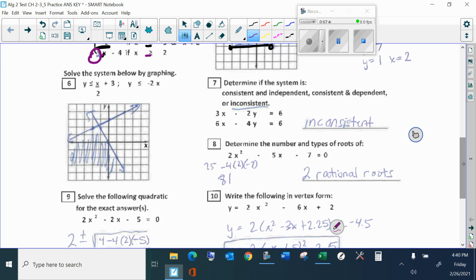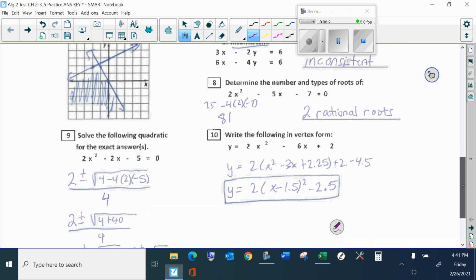Number 8, determine the number and types of roots. This is where you use your discriminant, b squared minus 4ac. Okay, and we check. If I do that, b squared minus 4ac, I got 81. Since that's a perfect square, it's 2 rational roots. Remember, we checked that when we were doing stuff in class today. If it's not a perfect square and it's positive, then it would be 2 irrational roots. If it equaled 0, it'd be 1 rational root. And if it was less than 0, you'd have 2 imaginary roots. Okay, and that is all on one of your worksheets, and you've done it from Algebra 2.